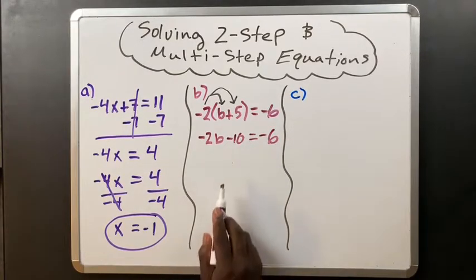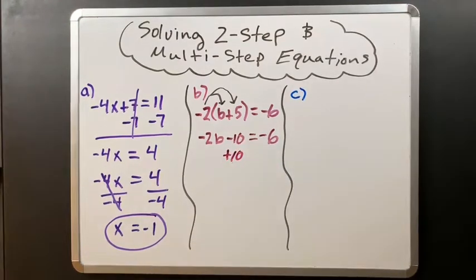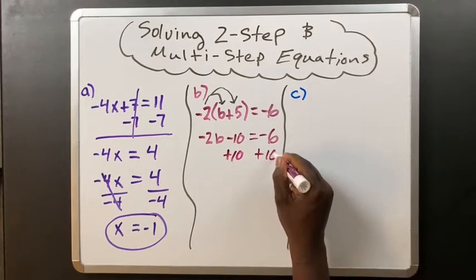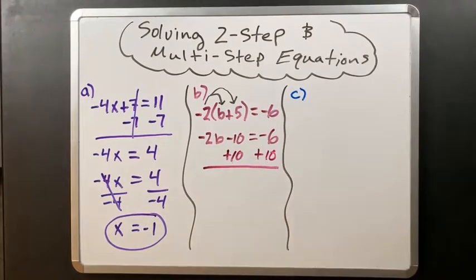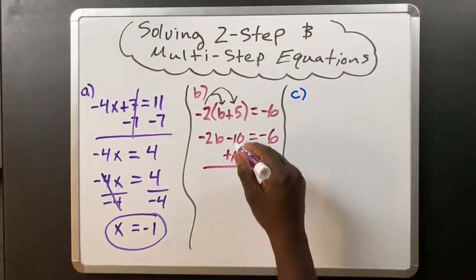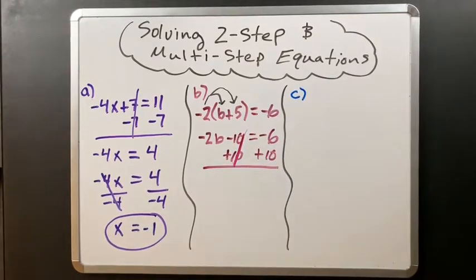So the opposite of subtracting 10 is to add 10. Whatever you do to one side of the equation, you do to the other. So we add 10 here. Don't forget to draw that line. And negative 10, and remember, we're adding down. So negative 10 plus positive 10 is 0. So we just cross that out.